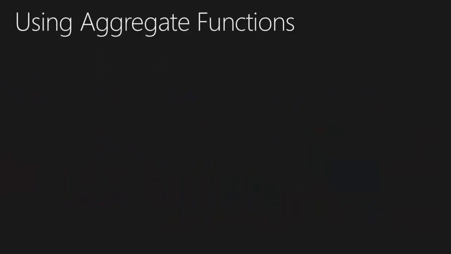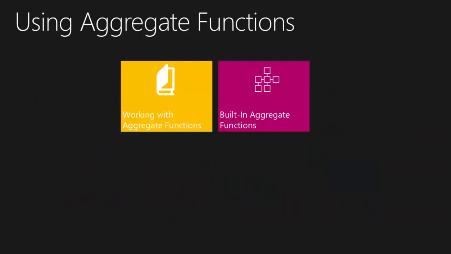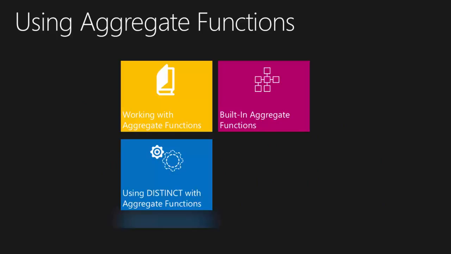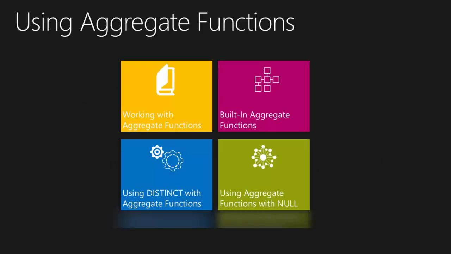In the first lesson, you'll learn how to use the aggregate functions, what built-in aggregate functions SQL Server supports, how to use distinct with these functions, and how to use aggregate functions with nulls. SQL Server provides functions such as sum, max, and average to perform calculations that take multiple values and return a single result. These functions are used to aggregate or summarize the data that is stored in multiple rows.